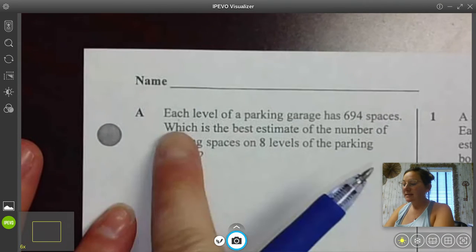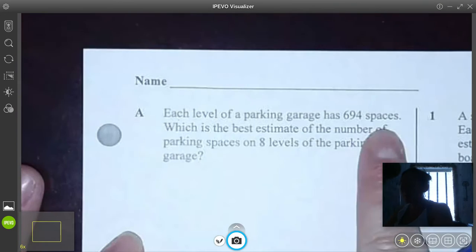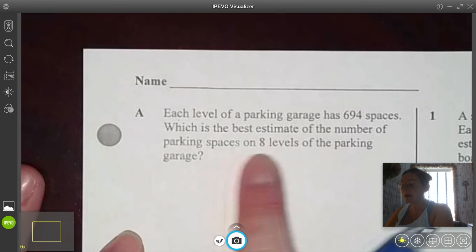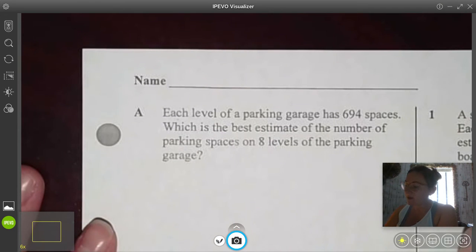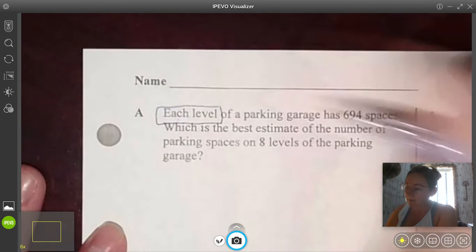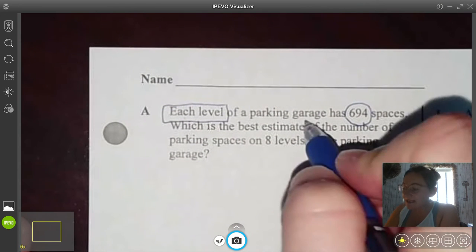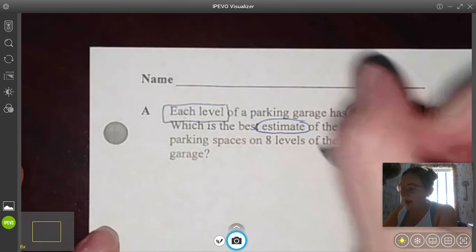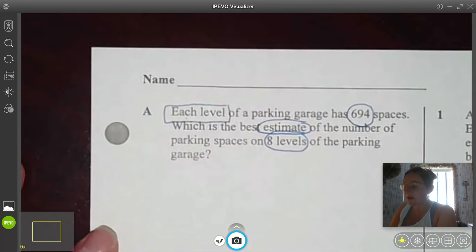All right, so let's see. Back here, it says each level of a parking garage has 694 spaces. Which is the best estimate of the number of parking spaces on 8 levels of the parking garage? Okay, so we know that each level has 694 spaces. They want an estimate. Estimate is pretty much just like rounding. We're going to be using easy numbers to help us solve. And then they're going to have not 694 spaces on 8 levels of the parking lot.